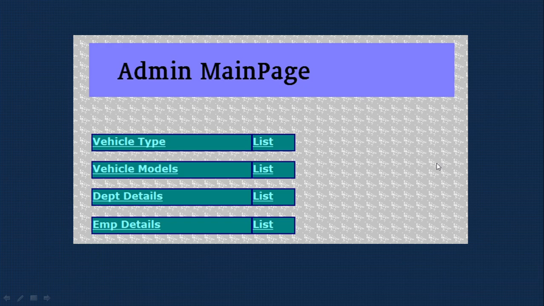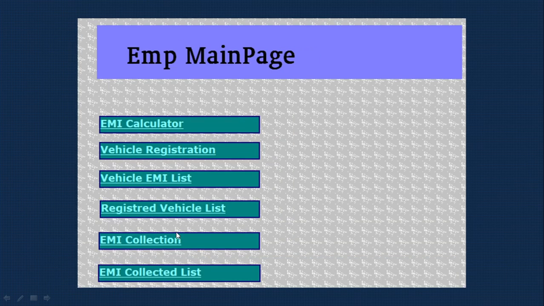In the project, the same links are provided. This is the admin main page, and all these options are provided on it: vehicle type, vehicle model, department and employee details. The employee can log in. Here you can calculate the EMI, then register the vehicle, then see the vehicle EMI list. If the customer pays the EMI, they can see it in the list here. Here is the collection, where we can collect the EMI from the customer, and this is the collected list.